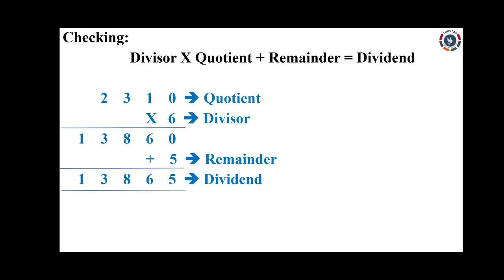With the result we have to add the remainder. Finally we got 13,865. So we got the dividend as the answer. So the quotient and the remainder we got are correct.